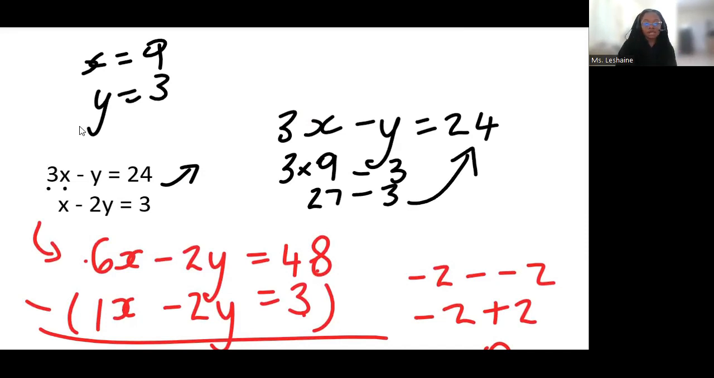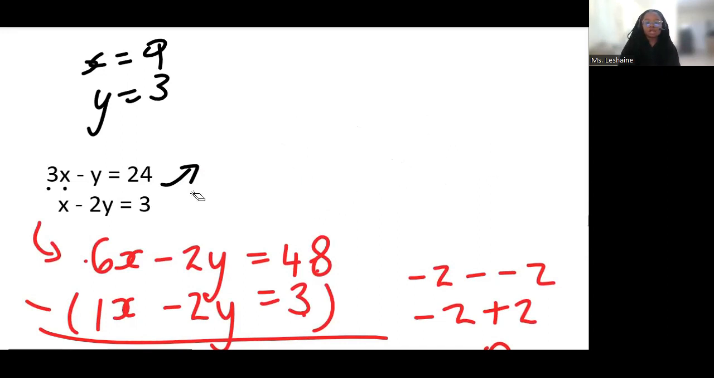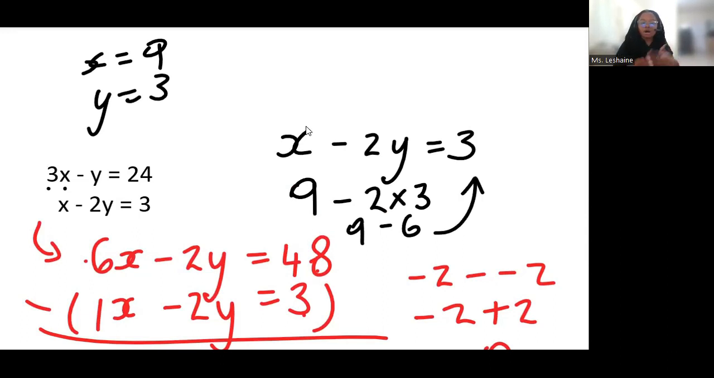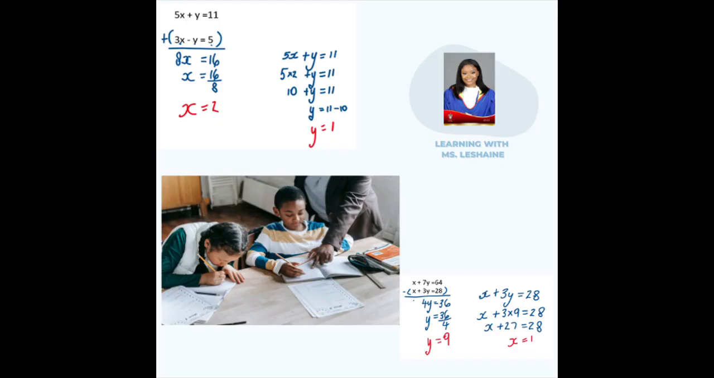So I'm sure that that is correct because it works for the first one, but let me double check by working for the second one. So x minus 2y is equal to 3. 9 minus 2 times 3, that is 9 minus 6, indeed gives us back 3. So you always want to go ahead and double check your answers, make sure that you are fine.